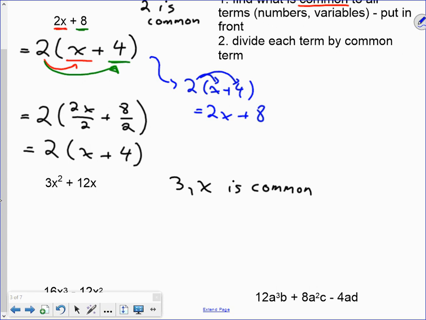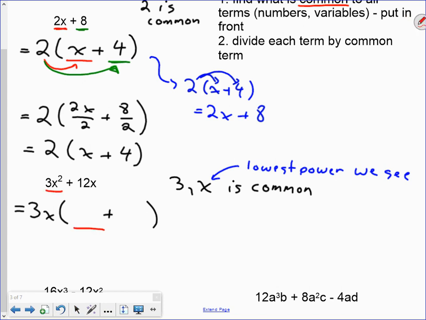And we'll just put a note here that it's the lowest power that we see. Okay, so x is common, x squared is not common. So if these two things are common, 3 and x, when we factor this, we're going to need a 3x out front. And then inside the brackets, we need two terms because we started with two terms. So we've got one here and here.